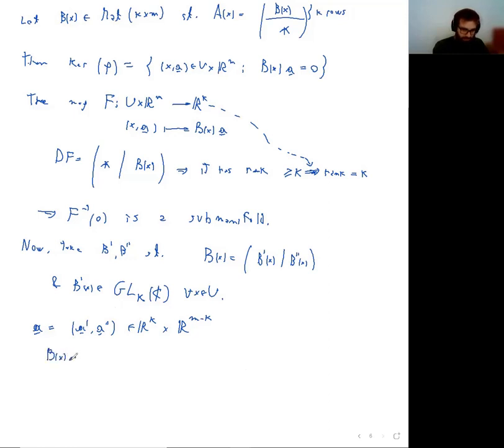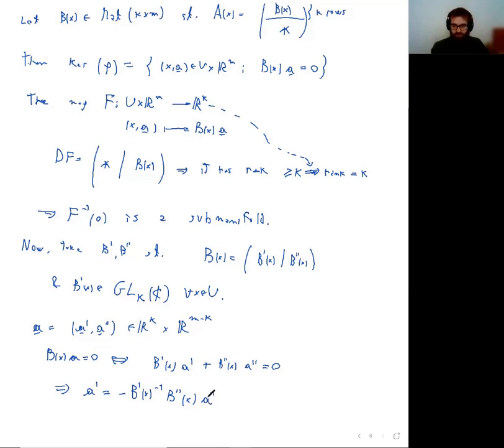Well, because now you see that B_x of A is equal to 0 if and only if B prime of x times A prime plus B second of x times A second is equal to 0, which gives us, since this is invertible for every x, this nice expression where B of x A is equal to 0 if and only if A prime is this function of A second and x. In particular, this gives us m minus k independent solutions.